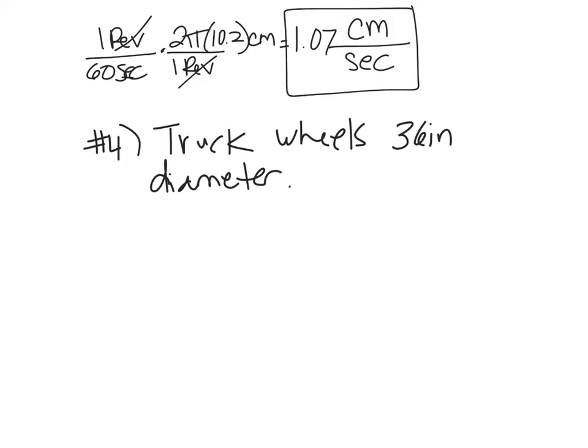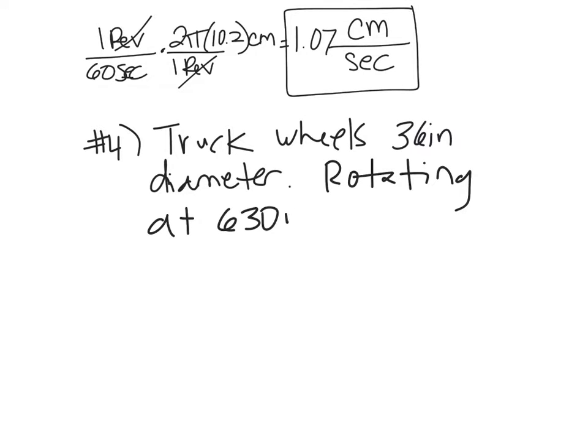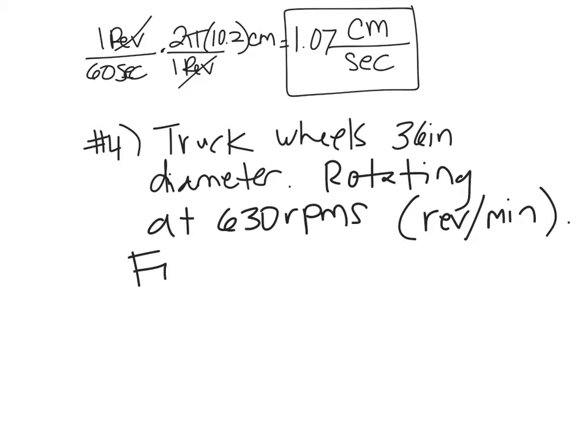I've been shopping around. Truck wheels are 36-inch diameter. And it says here that this guy's driving along, and his wheels are rotating at 630 RPMs. Do you know what RPMs mean? Revolutions per minute. Okay? Now, we want to see how fast he's going. We're going to find the speed in miles per hour.